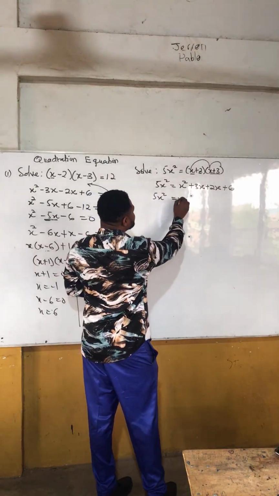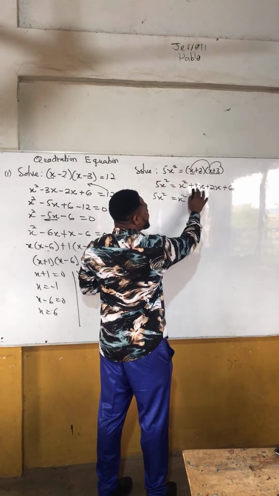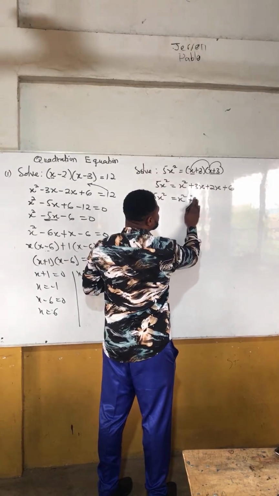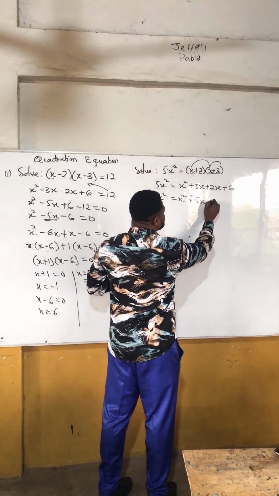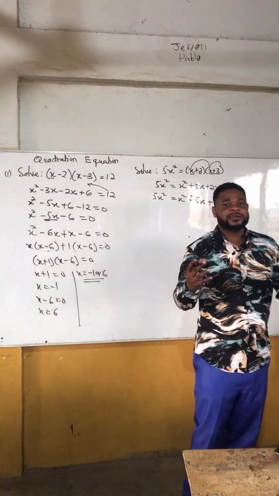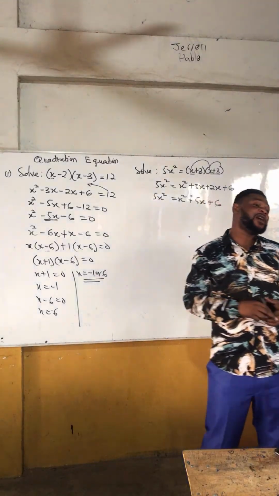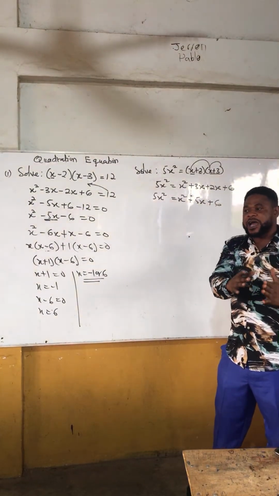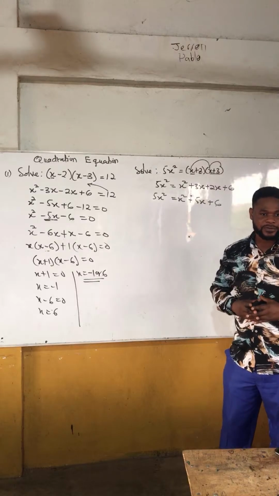5x squared, x squared, 3x plus 2x will give us what? 5x. And I explained the concept of quadratic equation to you. You group everything at one side, then you equate it to what? 0.